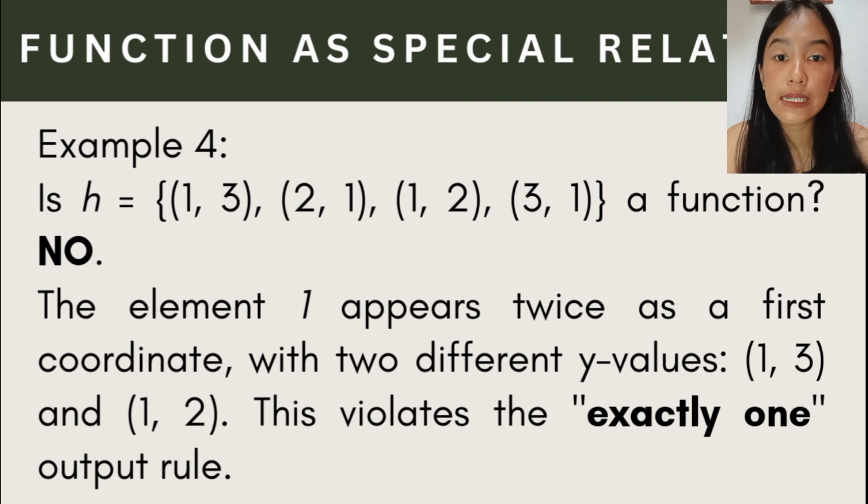We have another example, example 4. Is H equals (1, 3), (2, 1), (1, 2), (3, 1) a function? It is not a function because the element 1 appears twice as a first coordinate with two different values. The coordinates are (1, 3) and (1, 2). This violates the exactly-one-output rule. Since x is repeated, it is not a function. It is just a relation.